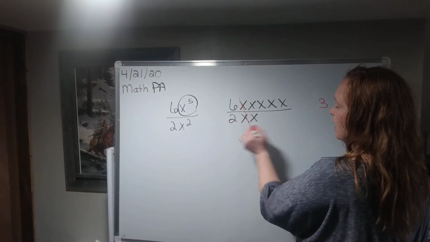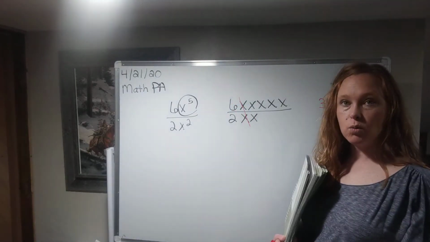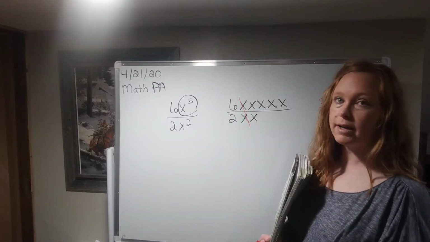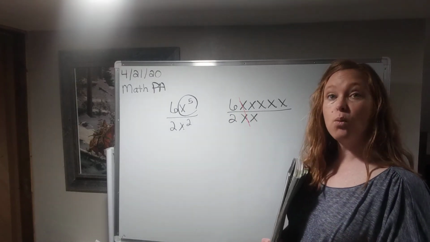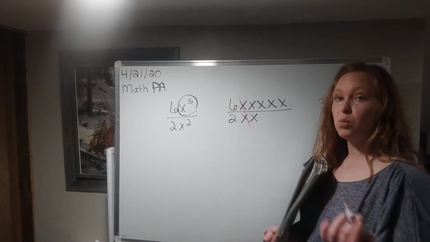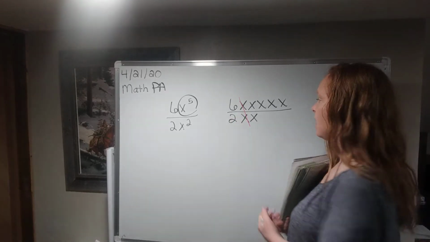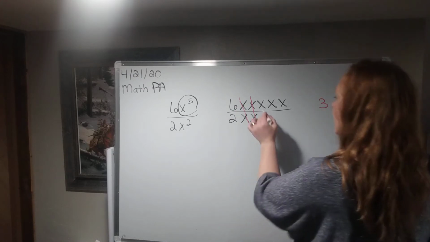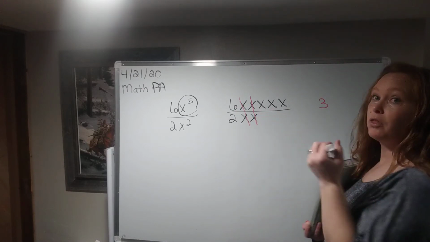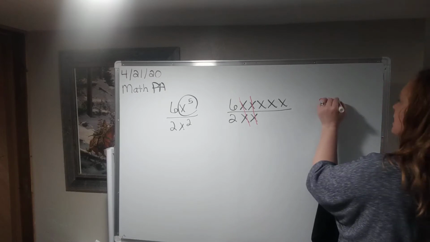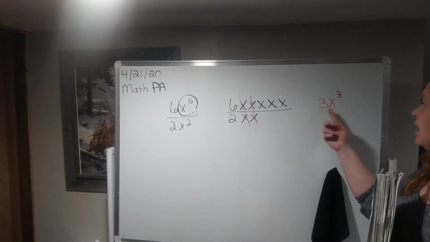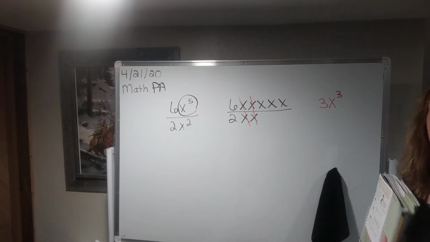I can cross out, because x over x is going to equal what? 1. Because if x is 2, 2 divided by 2 is 1. 5 divided by 5 is 1. So anything over itself is 1. So we can cross those out. I can also cross out these x's. How many x's do I have left? 3. So I'm going to say x cubed. That's my answer. 3x cubed. Okay?